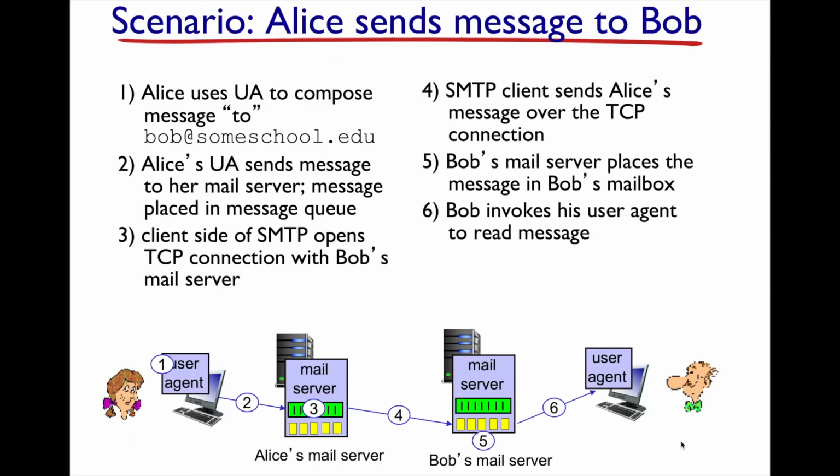Okay, so this is a scenario. Let's say you have two users, Alice on the left and Bob on the right, and Alice opens up her user agent, her email program, and decides to send an email to Bob. She sends it to Bob's account name at someschool.edu, and she hits send. Alice's user agent sends a message to her mail server, and the mail server places that message in the outgoing message queue. Certainly Alice isn't the only person with an account on that mail server. Other people are as well, so you're going to have a lot of outgoing messages being deposited in the outgoing message queue.